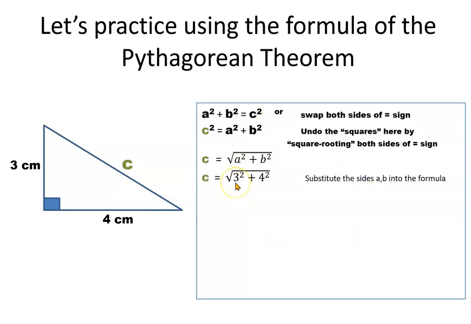Now we substitute, that is, we replace, so for a, I'll just choose 3 here, so it's 3 squared plus the other leg, which is 4, 4 squared. 3 squared is 9, that means 3 times 3. 4 squared, 4 times 4, is 16. And then I'm going to add them, and they become the square root of 25.